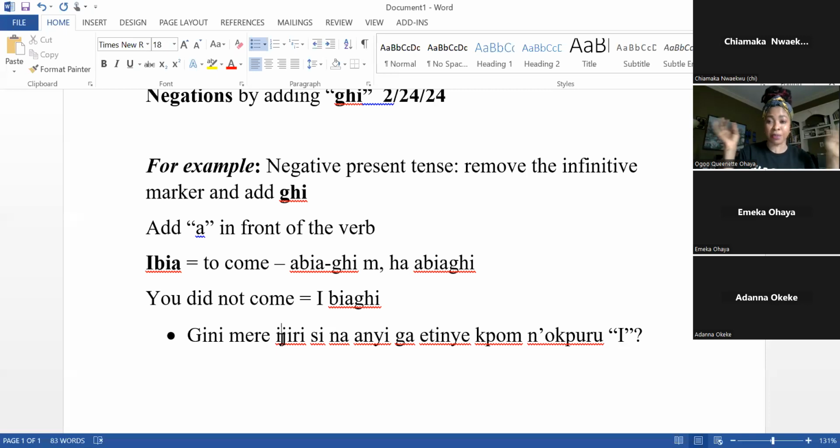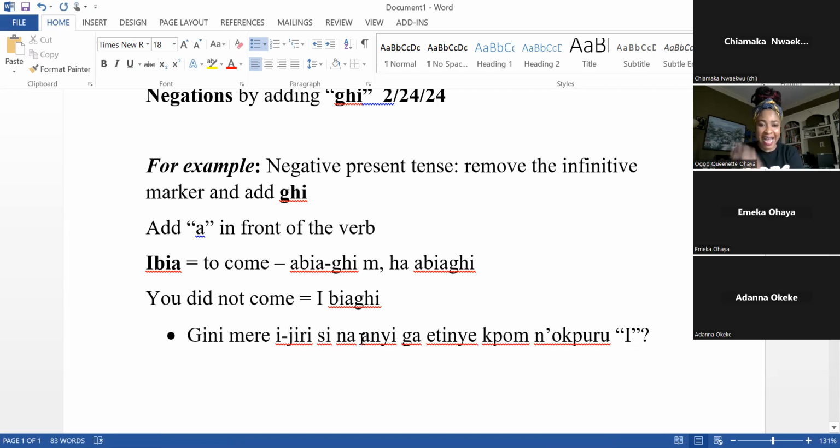What is this A referring to in pronoun? What pronoun is that? You. Then, okay. Gịnị mere? You know what is gịnị? We did interrogative before. Gịnị mere? Ijiri sị. Sị means why you say. Why you say that. This is exactly what I asked you. Gịnị mere? Why? Did you? Mere is did. A is you. Jiri sị, you said. Nani, that we ga-etinye, we put, etinye means to put. Mom, which is period or dot. Na okpuru, underneath. A, I, which is A.